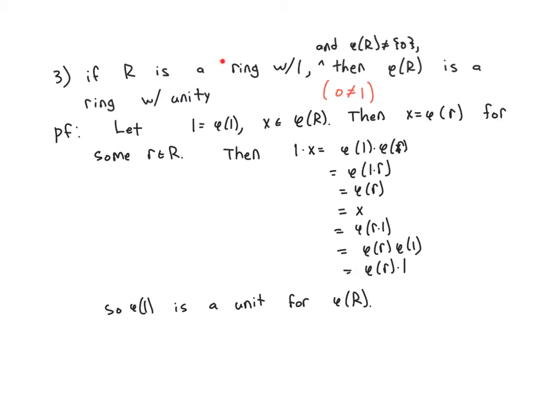I'm not assuming r is commutative here, so we have to do the other half too, but it's the same proof backwards. So x times 1 is phi of r times phi of 1, which is phi of r times 1, which is x. Although I probably should have put x here. So phi of 1 is the unit.